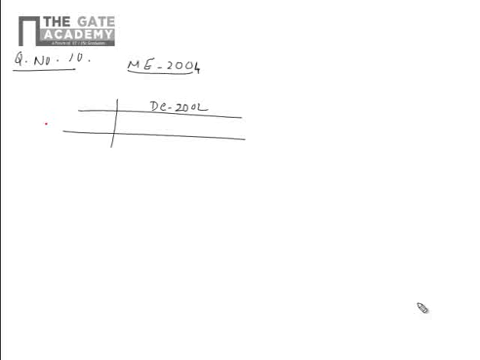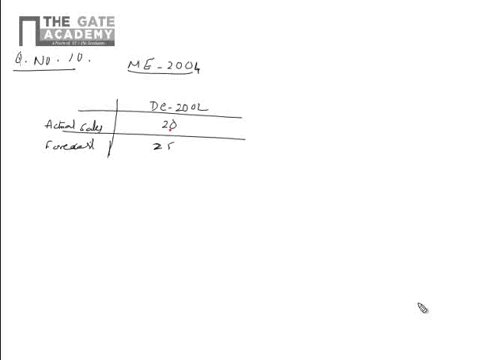Question number 10, GATE 2004, 2 marks question. For the product, the forecast and actual sales for December 2002 are given. Forecast is 25 and actual sales is 20.